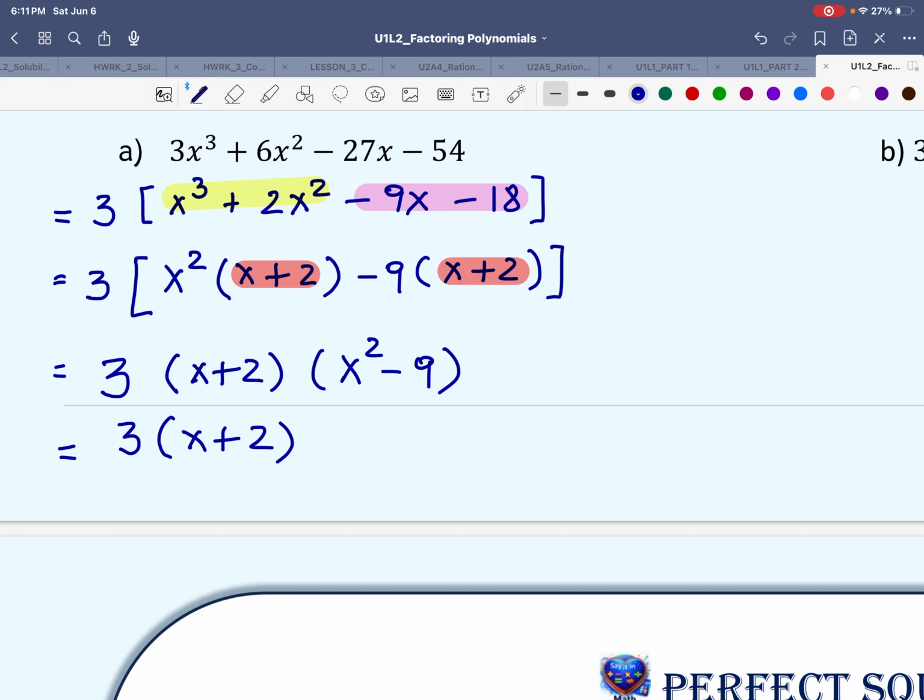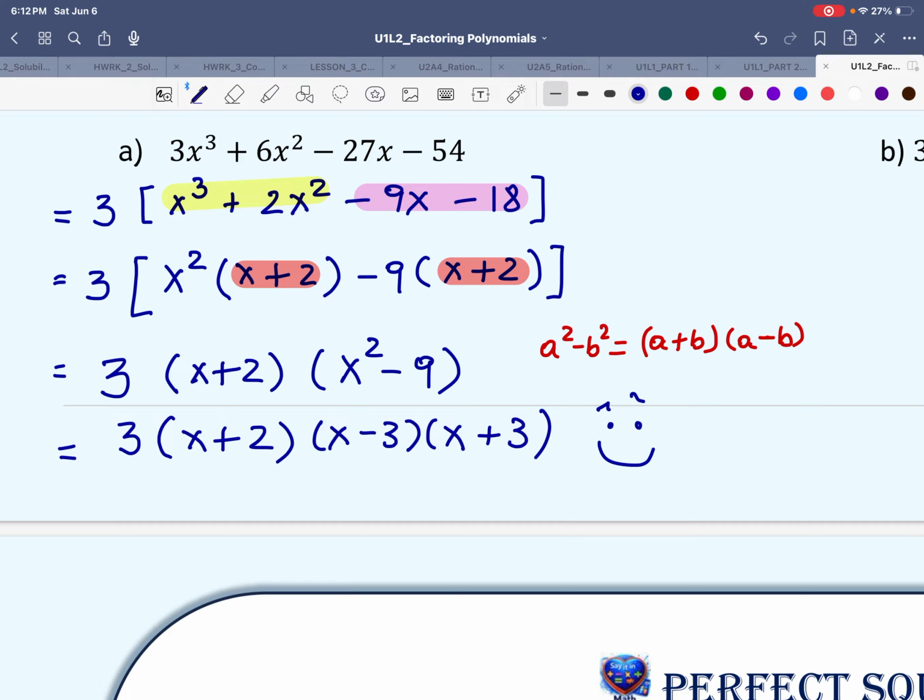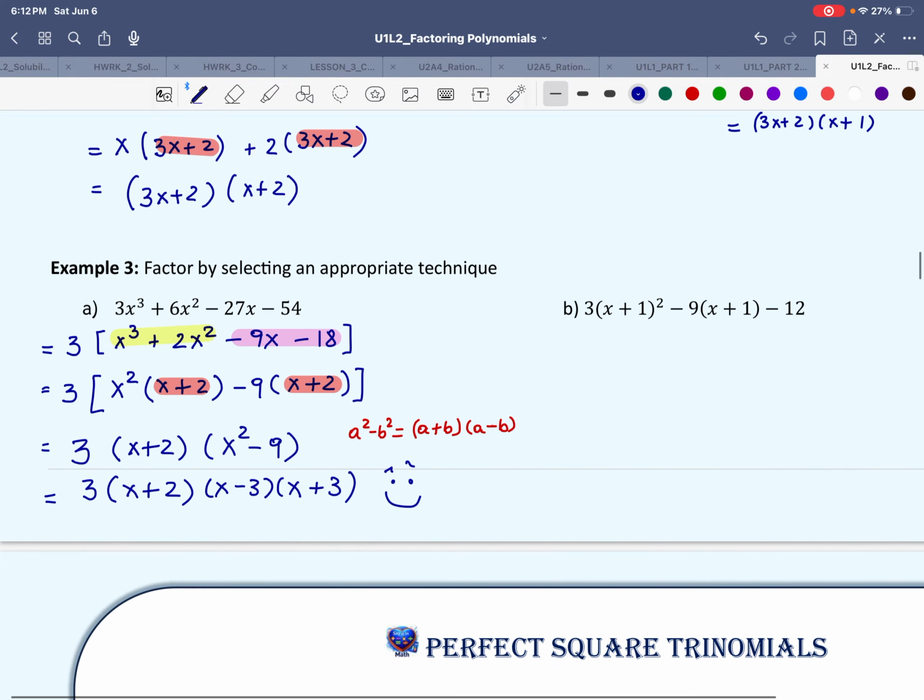But if you look at the last factor here, we have x squared minus 9. This is difference of squares. If you remember the formula for difference of squares, we have a plus b and a minus b. And what we see in here is x squared minus 3 squared, so x minus 3 and x plus 3, and now we are happy. So this is completely factored.